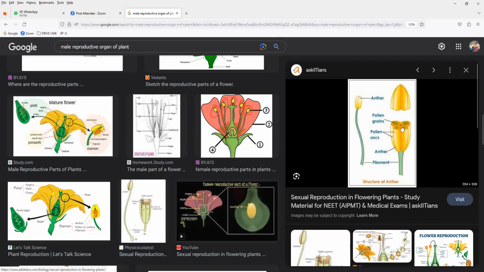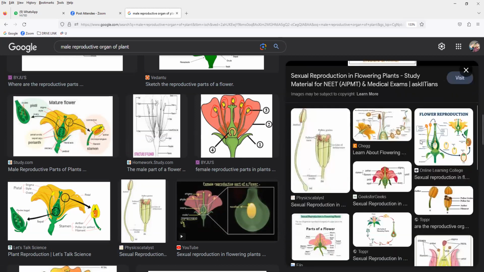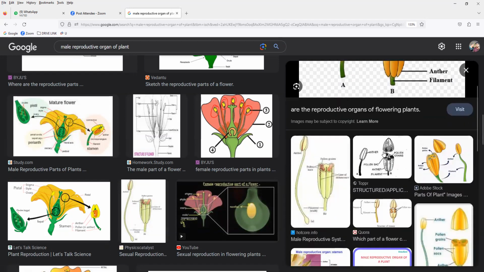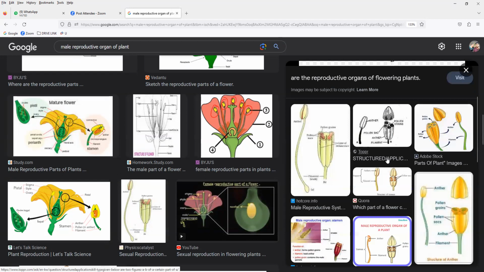If I cut this anther, inside have you seen the small dots, bulb-like structures? That is what we call pollen grains. Pollen grains are present inside the pollen sacs. The entire pollen sacs we call anthers, and they are attached to the flower by what we call the filament. So filament plus anther together we call the male reproductive part or organ of a plant, which we call stamen.